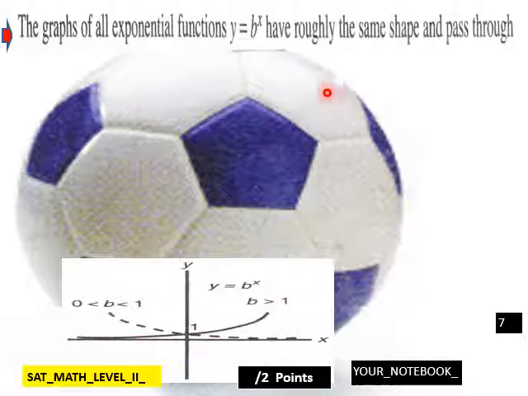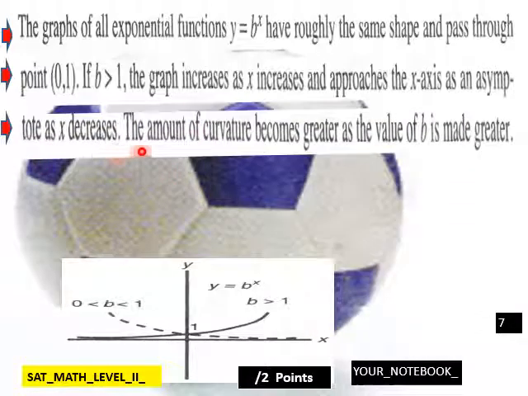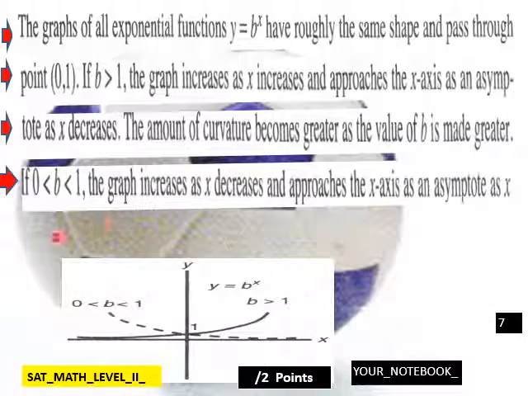They have roughly the same shape and pass through 0.01, which is right here. If b is greater than 1, the graph increases as x increases and approaches the x-axis as an asymptote. So your x-axis will be an asymptote for each one of these. This one, as it increases, starts here and increases like this. This starts way up here and decreases and uses the x-axis as an asymptote. The amount of curvature becomes greater as the value of b is made greater.